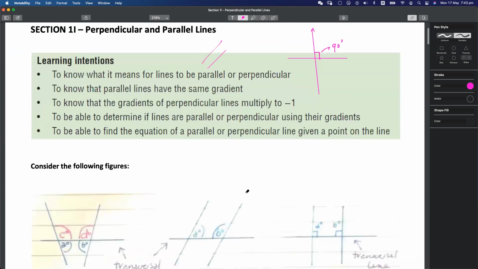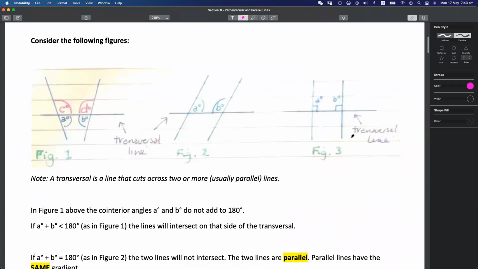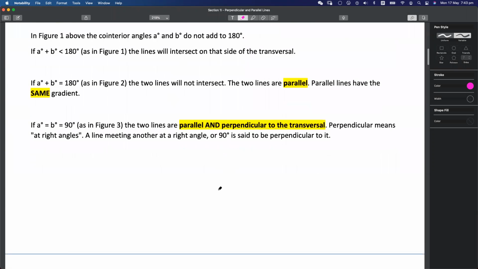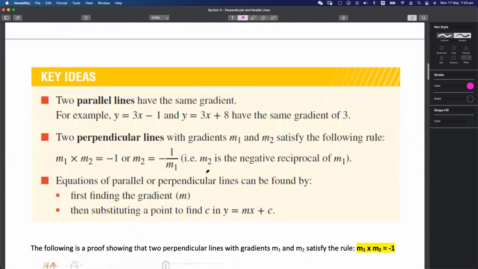All right. So these three figures just show you what a transversal line looks like. A transversal is a line that cuts across two or more, usually parallel, lines. So this transversal line crosses two lines. Don't worry about those ones. Let's go straight to key ideas.